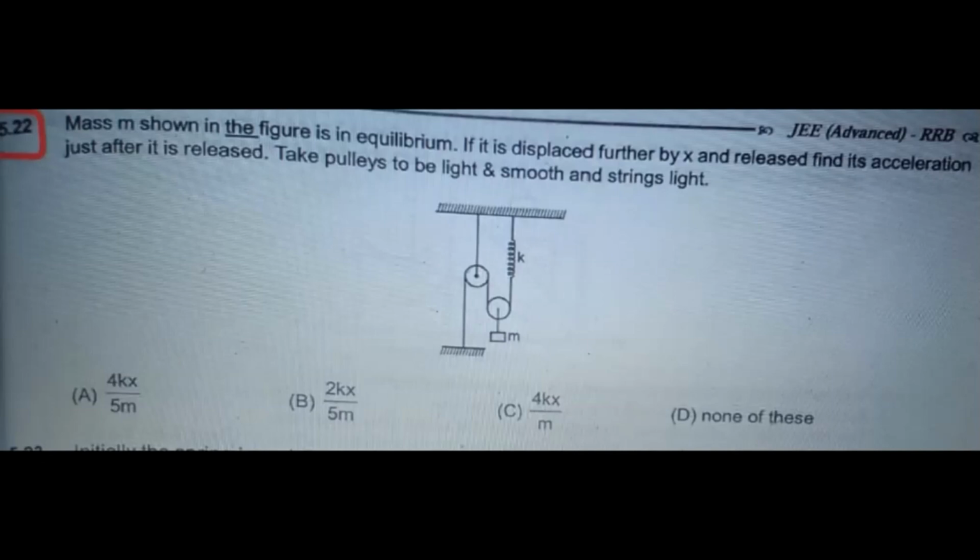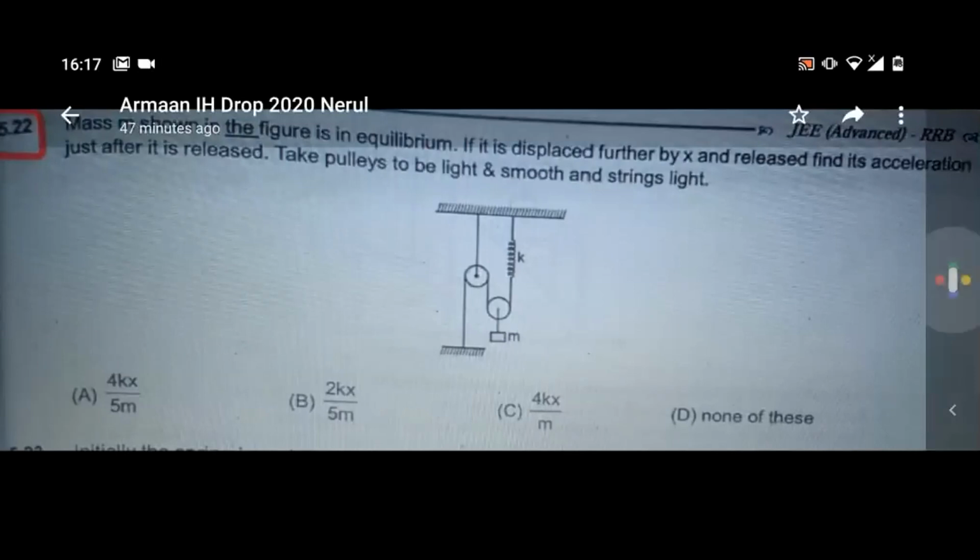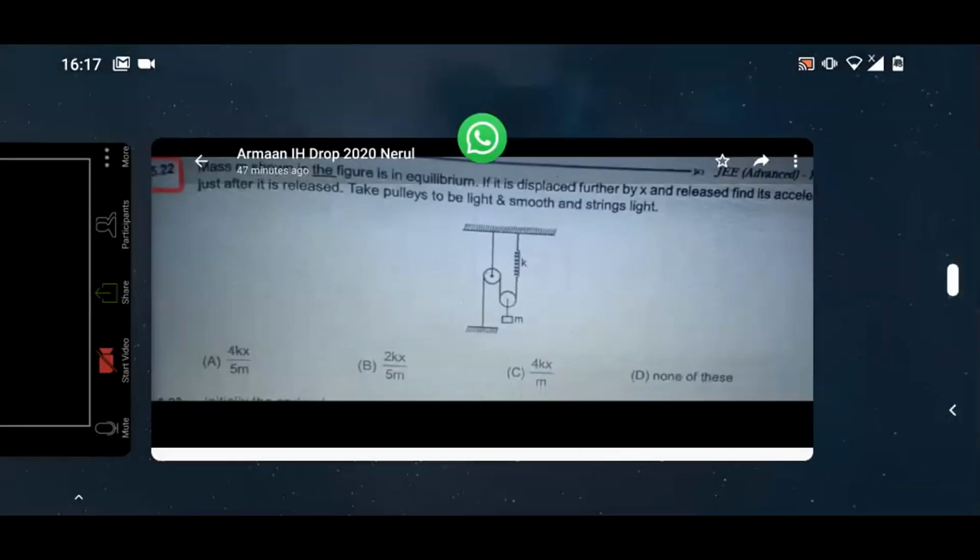So it is a constraint relation problem. You have to find out that when you pull the block down by x, how much the spring gets extended by. And if the spring gets extended by that much, how much the new tension in the spring is, and you make the FBD. Understood, Arman? Yes, sir. Okay, so all you have to do is develop the constraint relation properly over here.